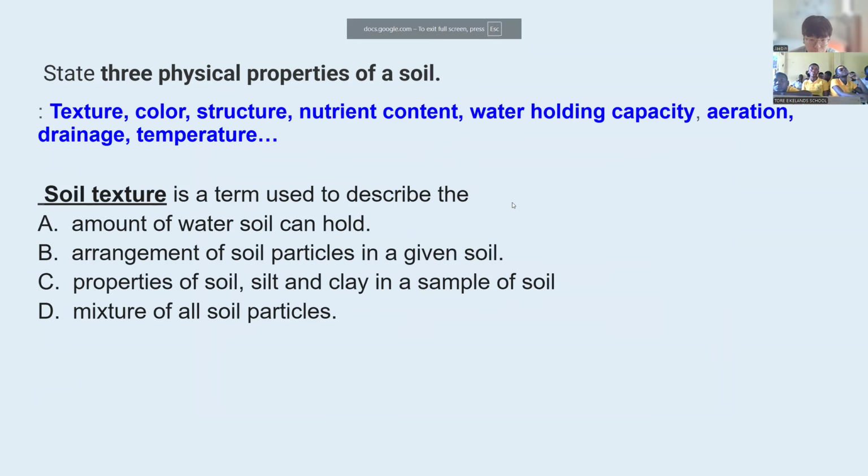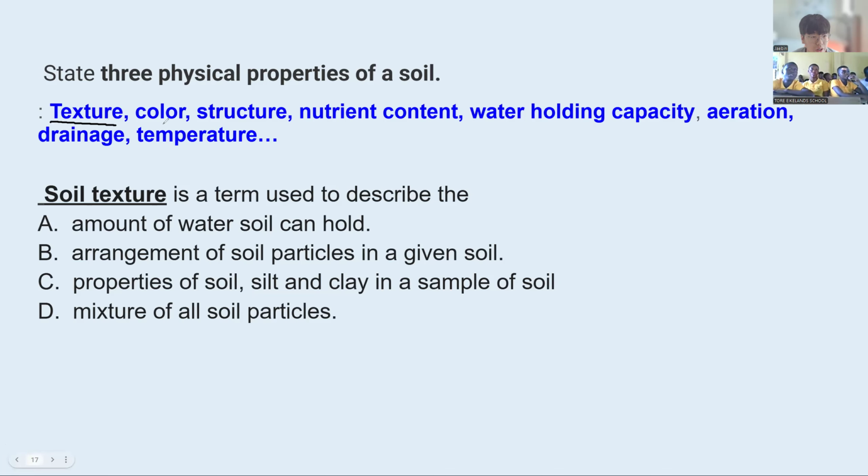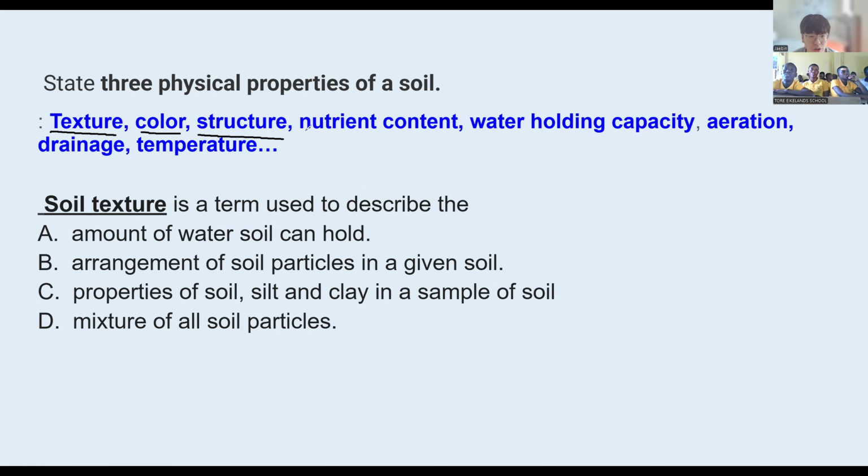But let's move on to this last question about soil. It says to state three physical properties of a soil. And we've already covered this. Things like texture, color, structure, nutrient content, water holding capacity. All of these are examples of properties of soil.